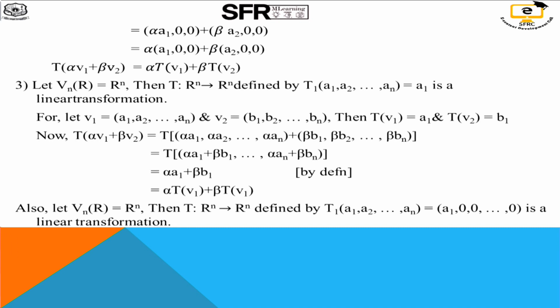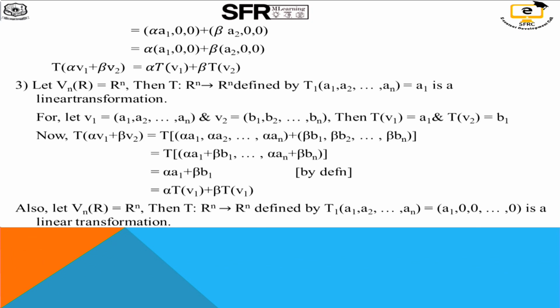Similarly, consider the mapping where the domain is the n-tuple space R power n, which is a vector space, and the codomain is also the same vector space. The mapping T of a1, a2, etc., an takes the image to be the first coordinate a1. We prove that this mapping is a linear transformation. As usual, we take 2 elements from the domain R power n, each having n coordinates: a1, a2, etc., an, and the second element with coordinates b1, b2, etc., bn. What will be the images in the codomain? T of V1 takes the image a1, and T of V2 takes the first coordinate image b1.